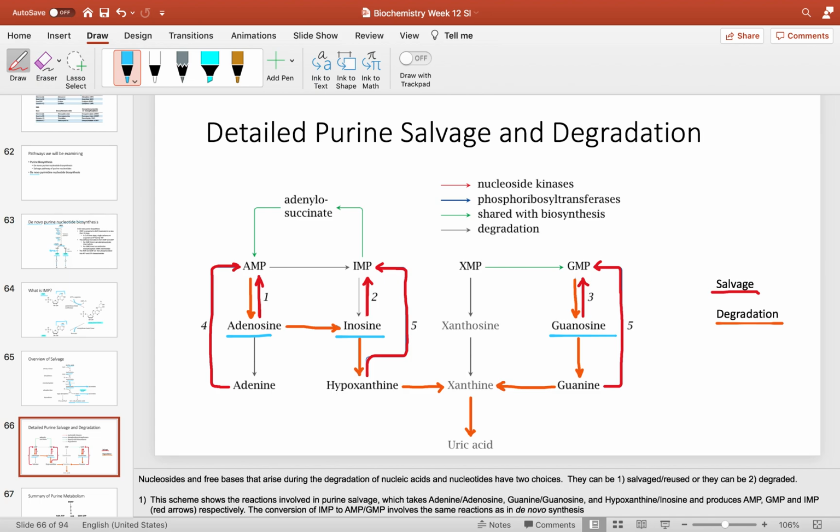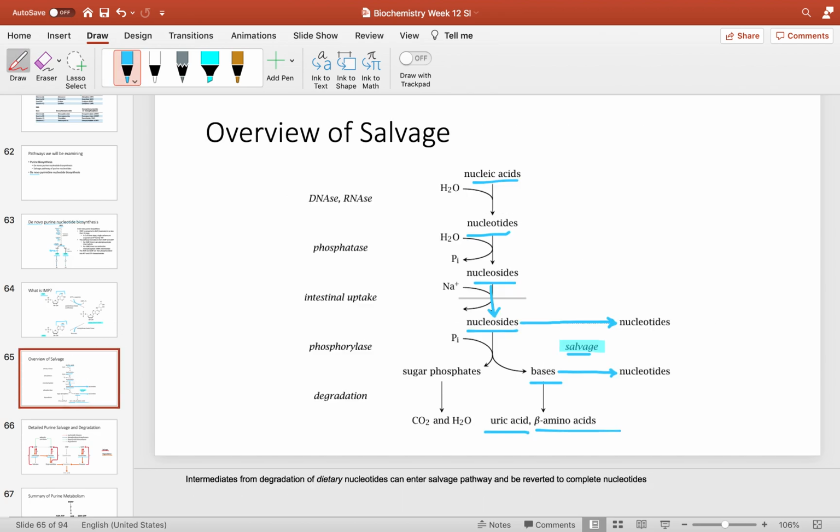So in this case, these bases over here can be easily degraded into uric acid, which can then be peed out of our body. However, if we're really trying to make nucleotides, we can use these nucleosides and immediately form the nucleotide by adding on a phosphate. So in this case, for adenosine, we just need to add on a phosphate to form AMP. Same thing for inosine to IMP, and for guanosine into GMP. So that covers this part up here, the nucleoside.